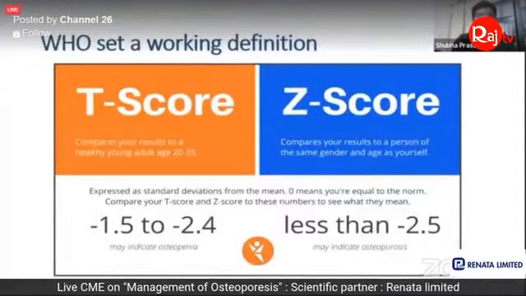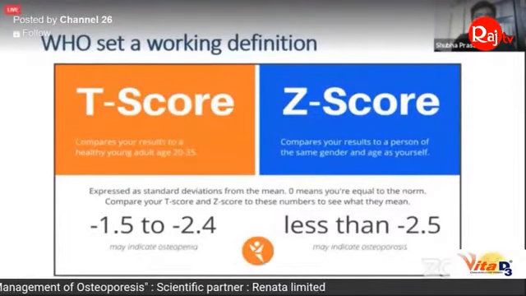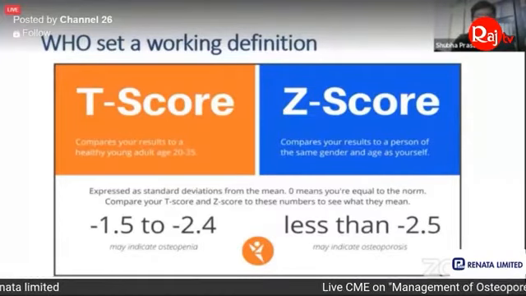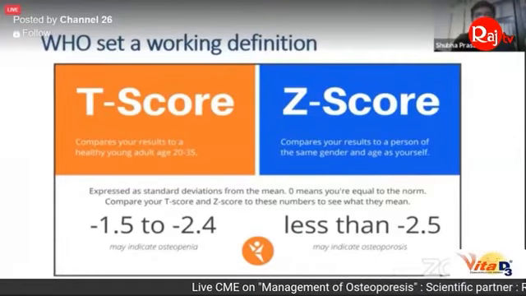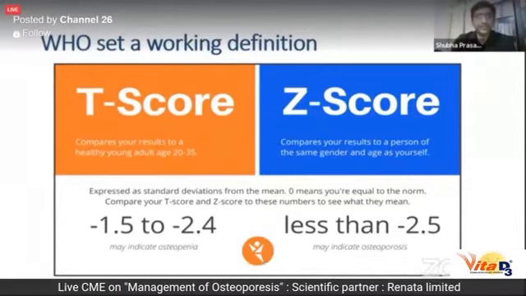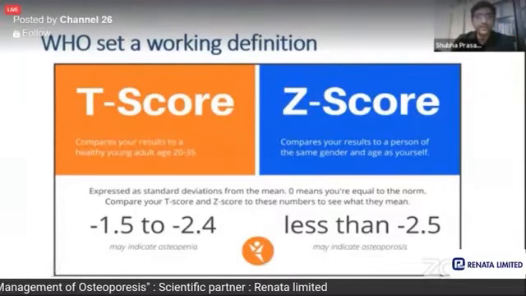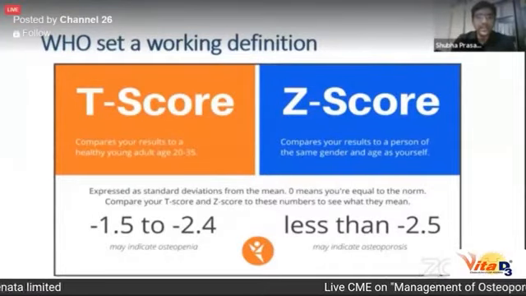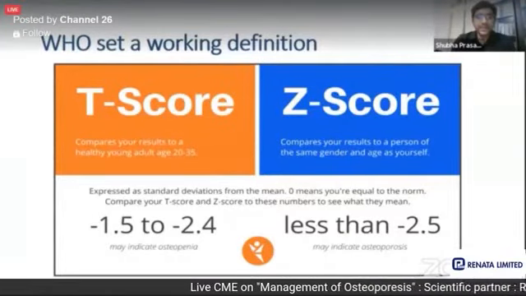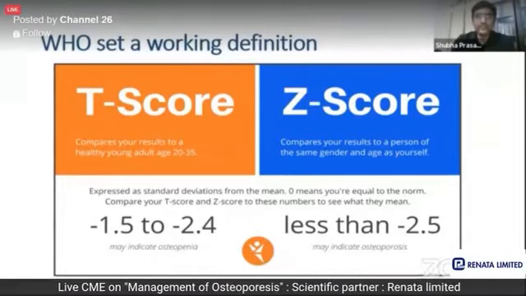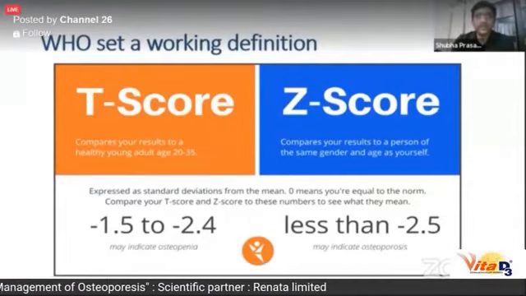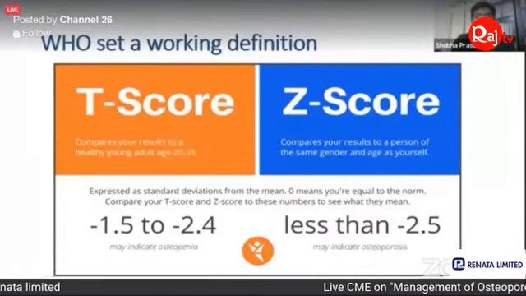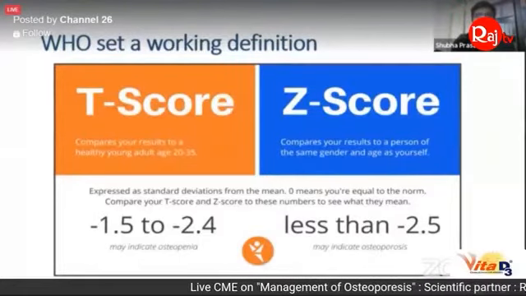But after the wide use of bone densitometry, WHO set a working definition for osteoporosis. What is that? The World Health Organization has defined osteoporosis as a T-score below -2.5, osteopenia as a T-score between -1.0 and -2.5, and normal bone mass as above -1.0. So we have to understand what the T-score and the Z-score are.